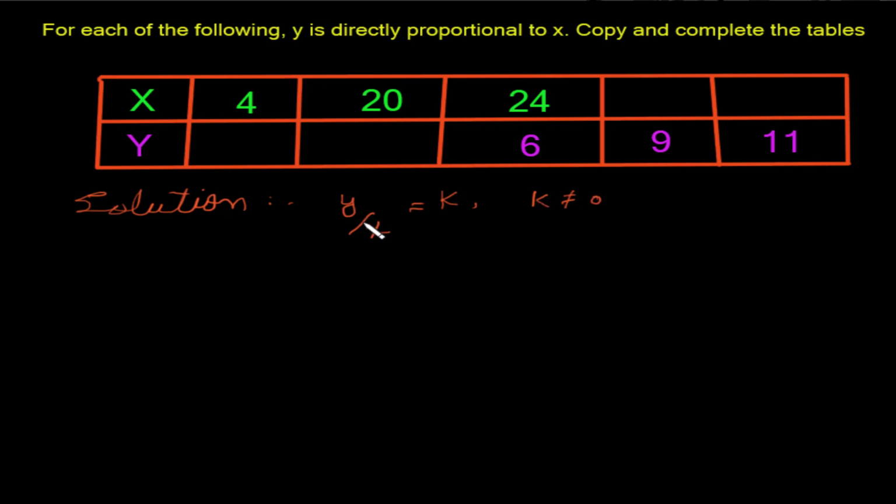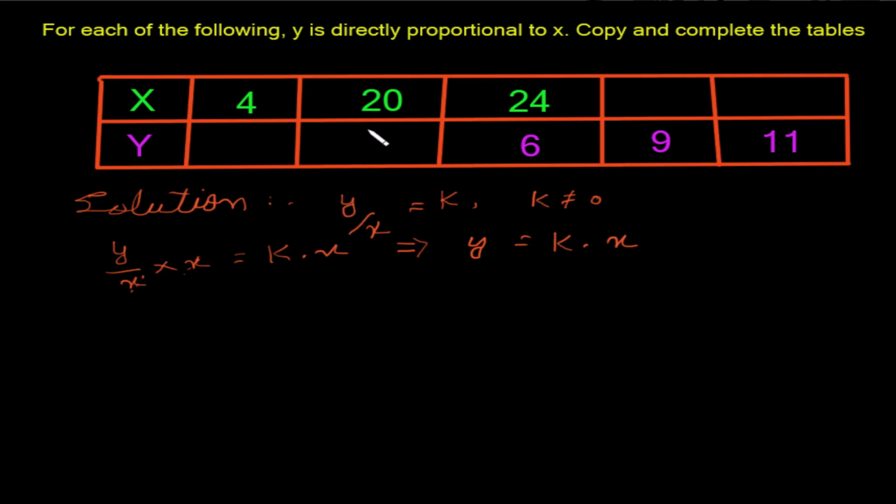Now I can also write this equation as y by x if I multiply x on this side as well as on this side. So this x will cancel with this one, and I will come up with y is equal to k times x.